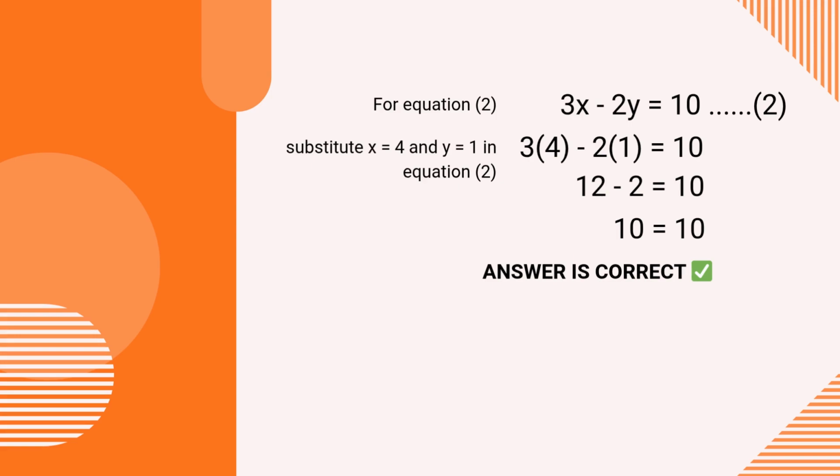Now we have 3, bracket open, 4, bracket closed, minus 2, bracket open. Instead of y, now we put 1, like we did initially, and close the bracket. Which is all equal to what? 10. Now we have 3 times 4 which is 12, and 2 times 1 is 2. So you simply have 12 minus 2 equal to 10. We all know 12 minus 2 is equal to 10, and we have 10 on the other side. So the left-hand side is equal to the right-hand side, which means our answer is correct.